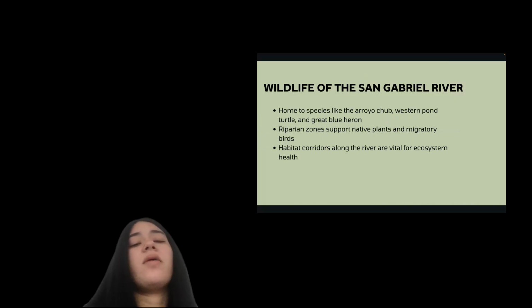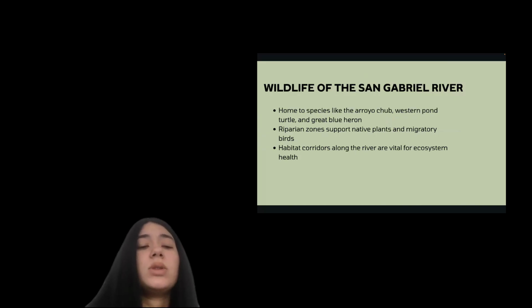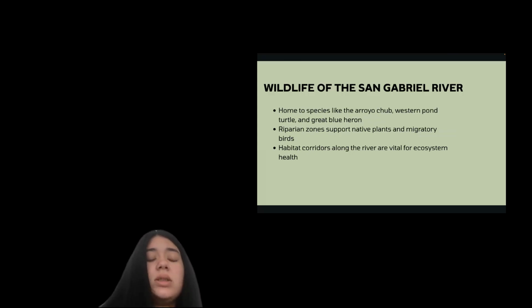Wildlife of the San Gabriel River: it is home to species like the arroyo chub, the western pond turtle, and the great blue heron. The riparian zone supports native plants and migratory birds. Habitat corridors along the river are vital for ecosystem health.